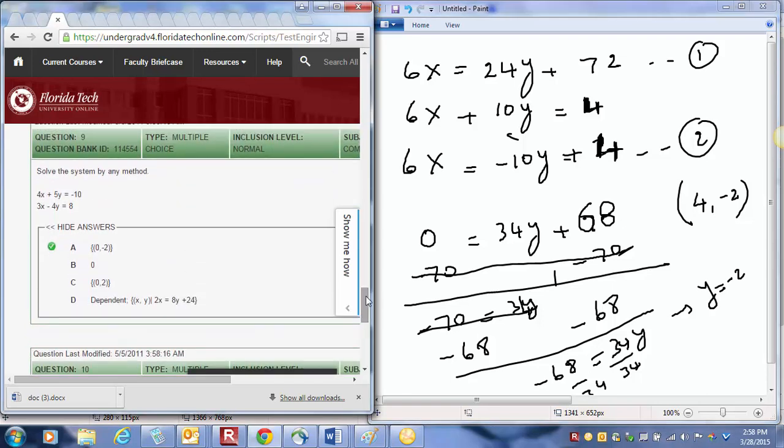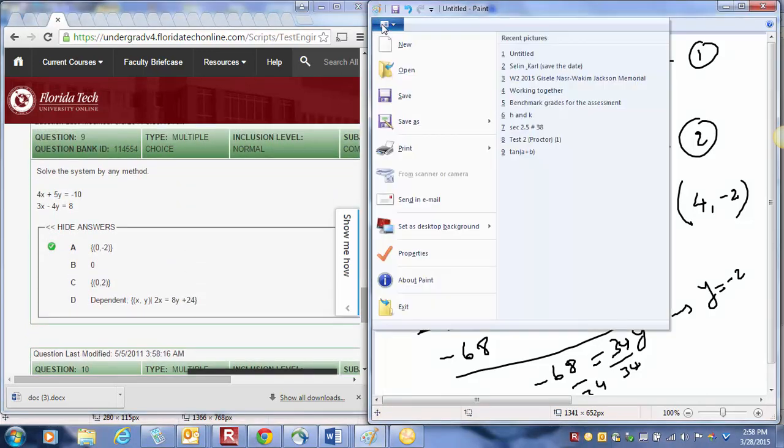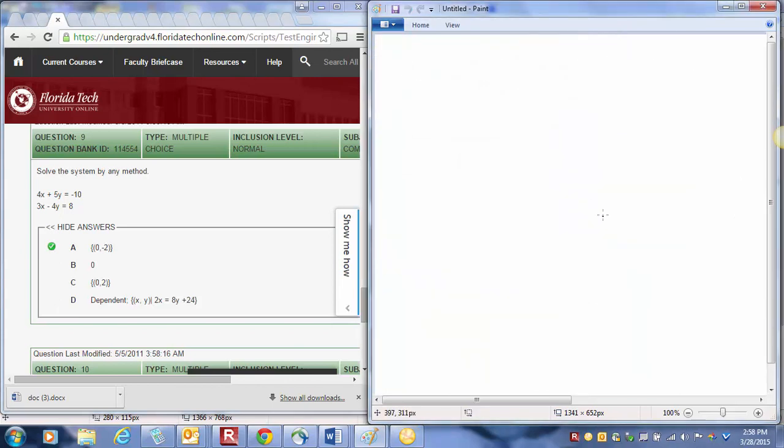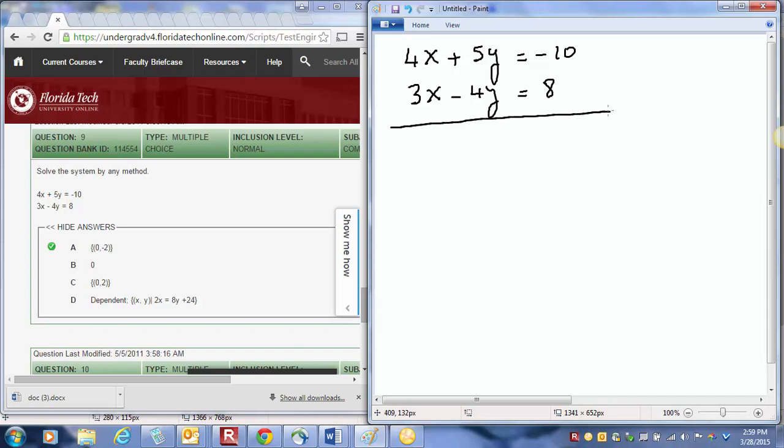Let's move to the next problem. Solve the system by any method. So here we have 4x plus 5y equals negative 10. Here we have 3x minus 4y equals 8. Again, the addition principle here is the best one because we can multiply this one by 3, multiply this one by 4. These two become 12, and we can subtract. So multiplying the first one by 3 and multiplying the second one by 4.